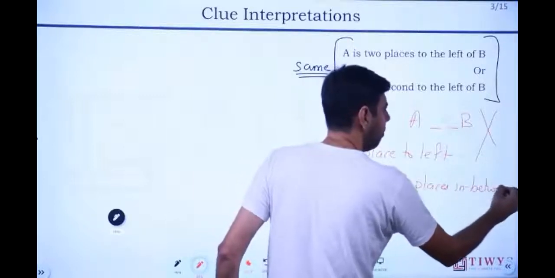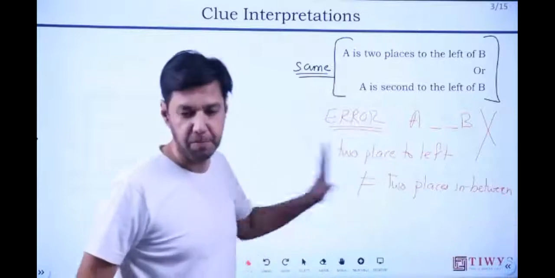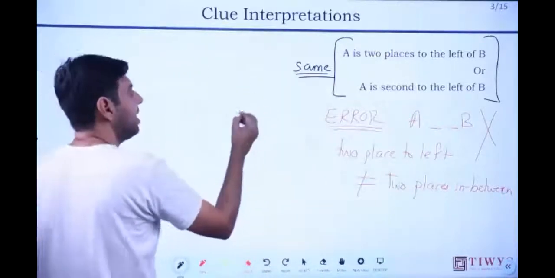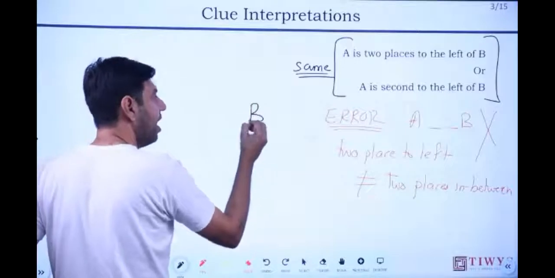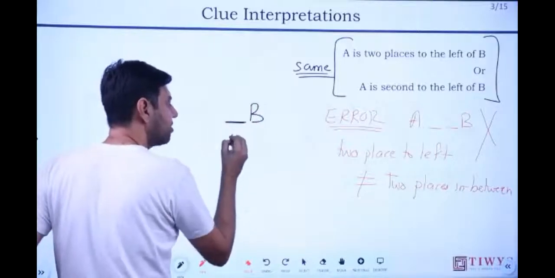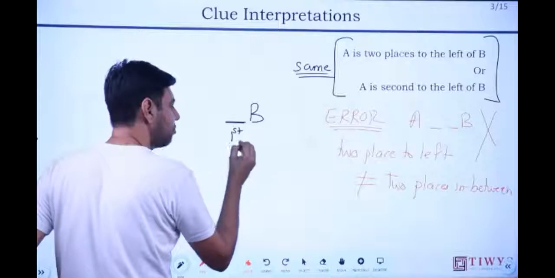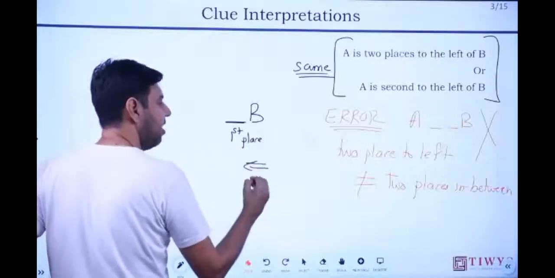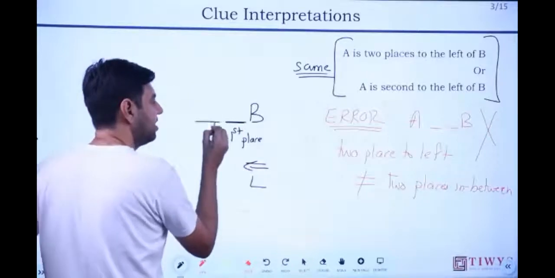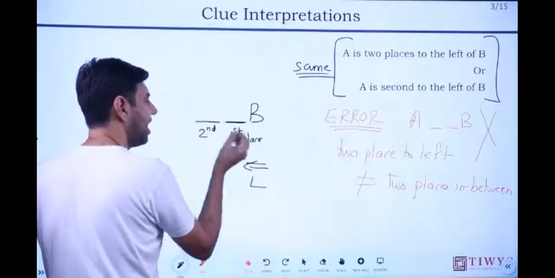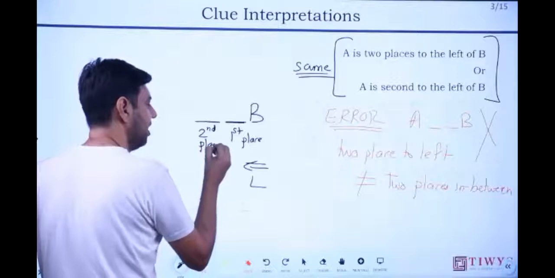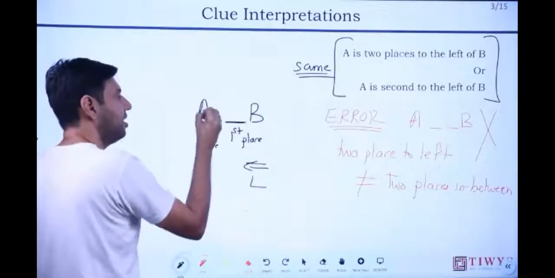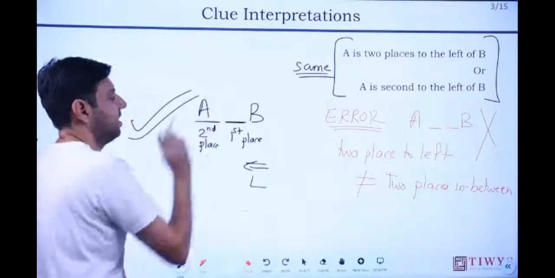Okay, so first let's see what is the wrong part of it. Now what is the correct thing? The correct thing is that this is B. This is the first place on the left. This side is left, first place on the left. This is the second place to the left. And A is 2 places to the left, which means A is over here. This is the correct interpretation.